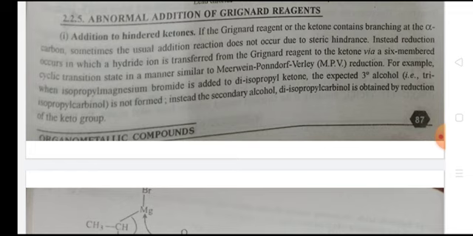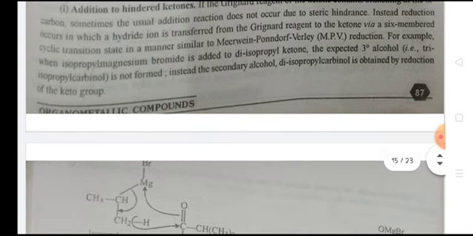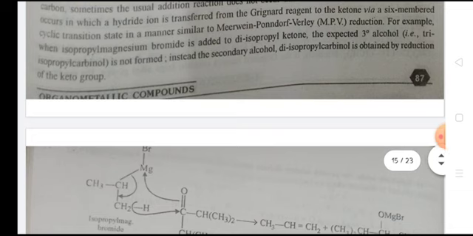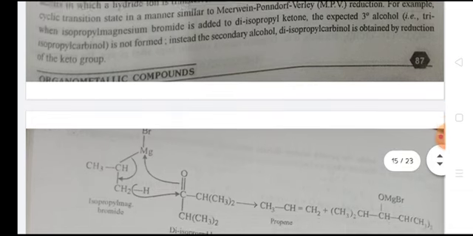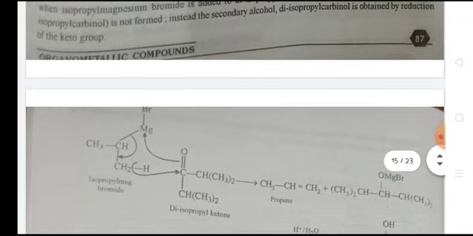Instead, reduction occurs in which a hydride ion is transferred from the Grignard reagent to the ketone via a six-membered cyclic transition state, in a manner similar to the Meerwein-Ponndorf-Verley reduction. For example, when isopropyl magnesium bromide is added to diisopropyl ketone, the expected tertiary alcohol is not formed. Instead, the secondary alcohol diisopropyl carbinol is obtained by the reduction of the keto group.